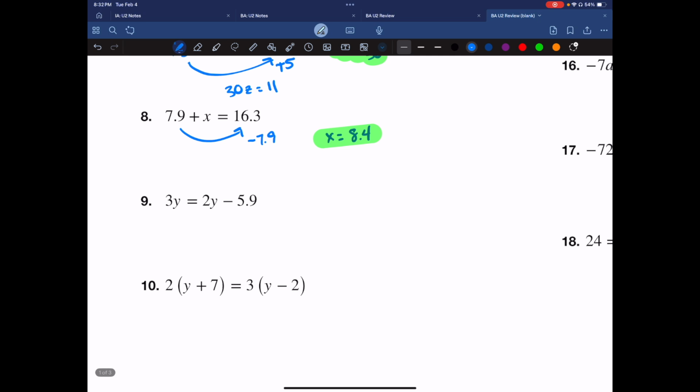When we get to 9, we do have a decimal, but again, to get rid of the decimal would complicate things too much because you see I have a 3y and a 2y. If I subtract, that's going to be y equals negative 5.9.